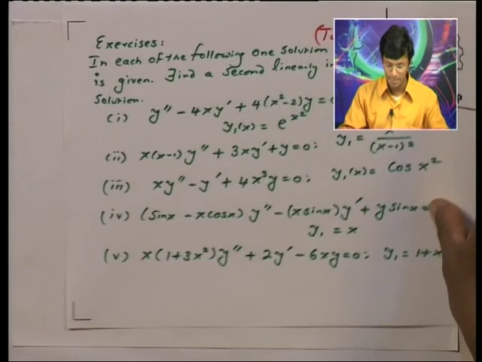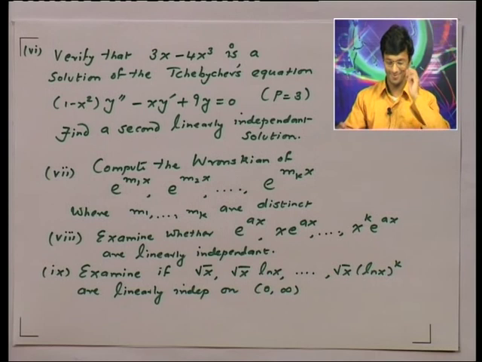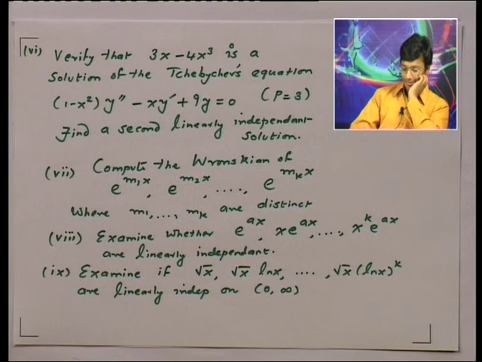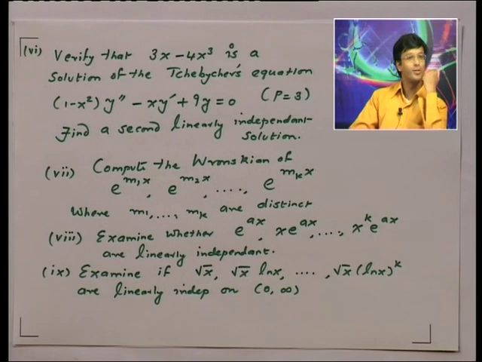Okay. And here are some more. The Chebyshev's equation appears here: 1 minus x squared y double prime minus x y prime plus 9 y equal to 0, p equal to 3. Remember I gave you a list of equations of mathematical physics: the Legendre equation, the Bessel's equation, the Chebyshev's equation, the Laguerre equation, the hypergeometric equation. And there are some exercises on checking whether some functions are linearly independent or linearly dependent. So you can think of items 7, 8 and 9 as exercises in linear algebra as well, if you like. You can think of it as exercises in differential equations, or in linear algebra, because there also you are studying linear independence and linear dependence, right?